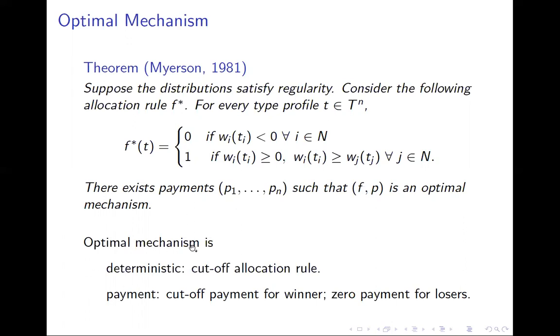Okay. So main takeaway is the optimal mechanism is deterministic. It's a cutoff allocation rule. Okay. Payment is basically cutoff payment for the winner and 0 payment for the loser.